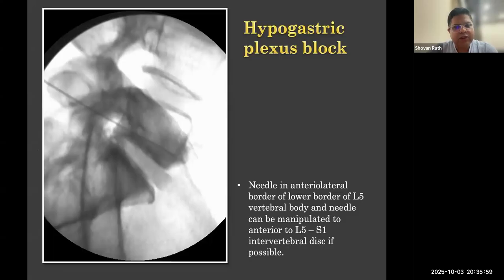Another approach is the transdiscal approach that we normally do. What we do is we put the needle like this. The needle will be coming like this, and the needle tip will be here only. In that case, you have to go for a chemical sympatholysis. But this is the position for a radiofrequency ablation. If you are going for a chemical sympatholysis, you can enter through the L5S1 disc, come here and put the drugs.